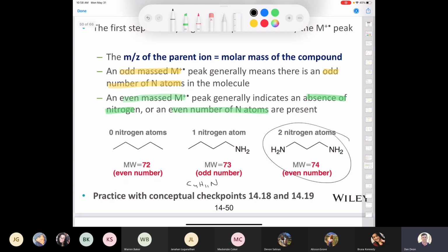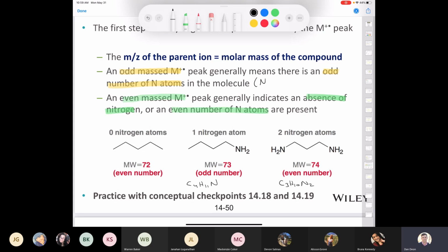Here you have a diamine. There's two amines in the same compound, two nitrogens. The molecular formula is C3H10N2. If you tally everything up, you get 36 plus 10 plus 28, and it gives you 74. So that is called the nitrogen rule.